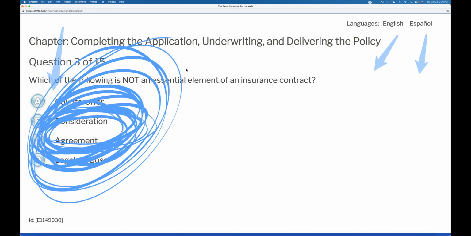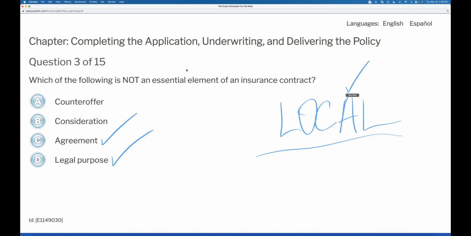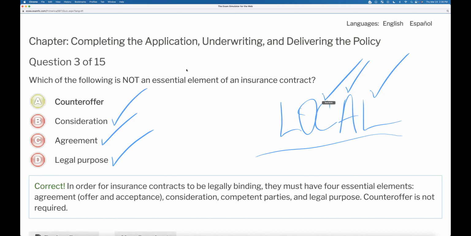Okay, next one. Which of the following is not an essential element of an insurance contract? We did this before. Remember the word LOCAL. I want to answer A. Yes, it is A, because consideration is what the C is all about. What is the L for? Right here, the L.